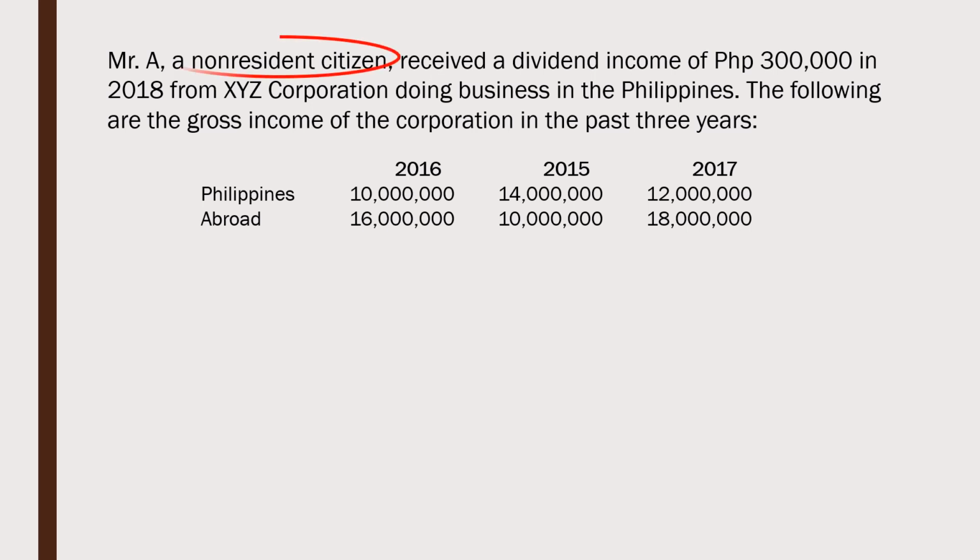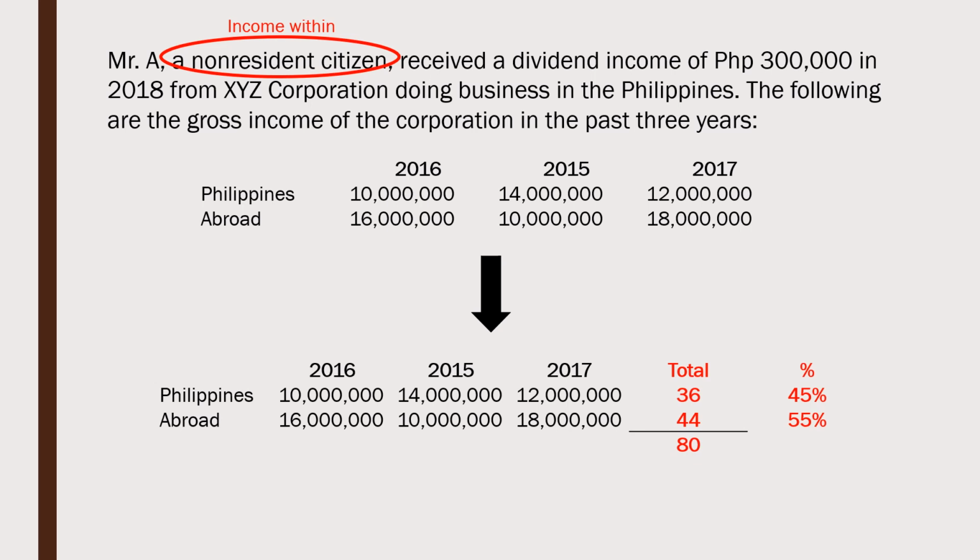The first thing you want to do here is to note that Mr. A is a non-resident citizen and therefore will be taxed only from his income within the Philippines. Next, you get the totals for Philippines and abroad. It's 36 million for Philippines, 44 million for abroad, totaling 280 million. And the percentages will be 45% and 55%.